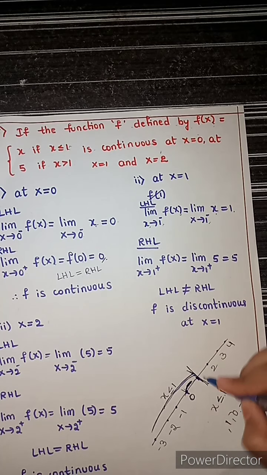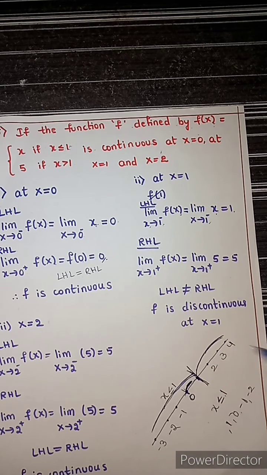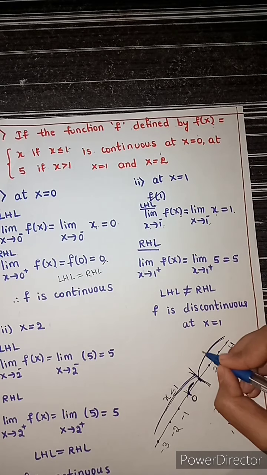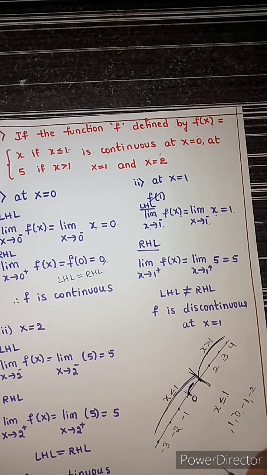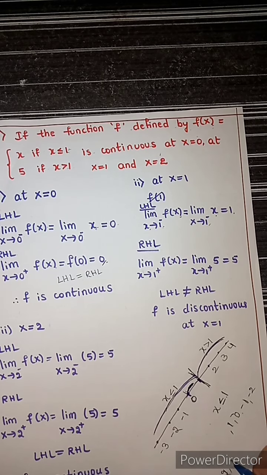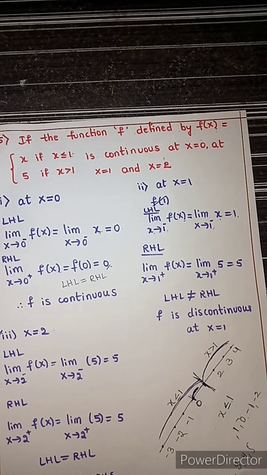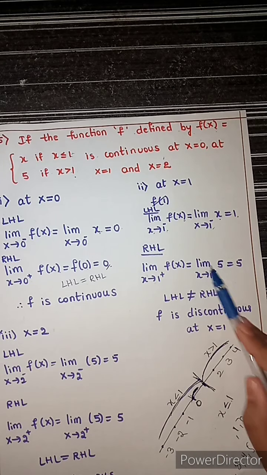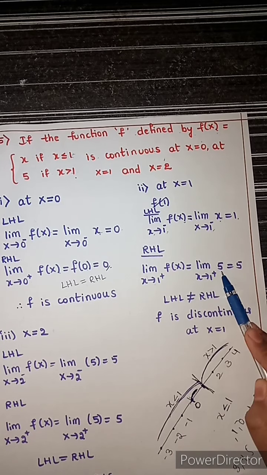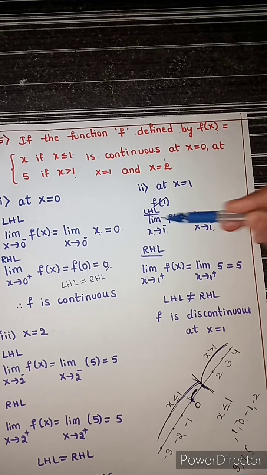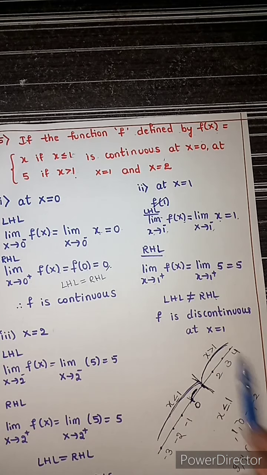Now let's take the right hand limit. Limit x tends to 1 plus means this side. Somewhat, it is a little greater than 1. Greater than 1 means we take the second condition. x greater than 1 means 2, 3, 4, 5, right? So x greater than 1, 1 plus, above 1. So we have to take the second function. Limit x tends to 1 plus of 5. So 5. Here the left hand limit is not equal to the right hand limit. Therefore f is discontinuous at x equals 1.